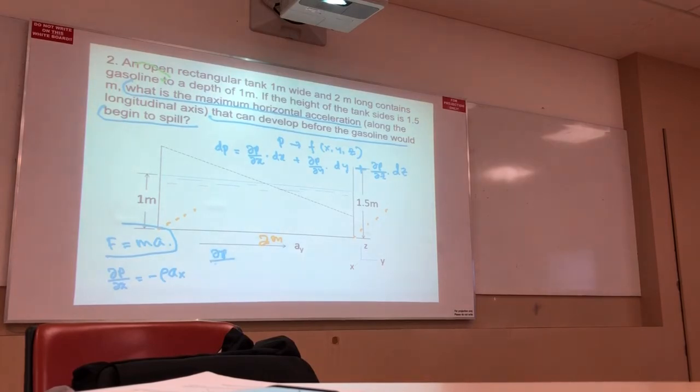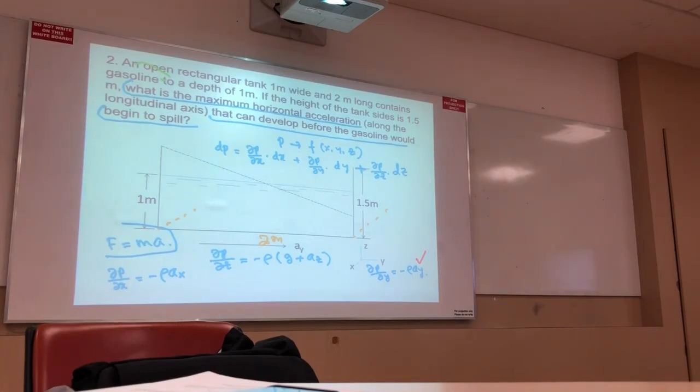Similarly, delta P by delta Z, I can write minus rho g plus az, the acceleration due to gravity along the Z axis. That's why g is present. So in the Y direction, I can write delta P by delta Y minus rho ay. Now we have to find the value of this for this question.